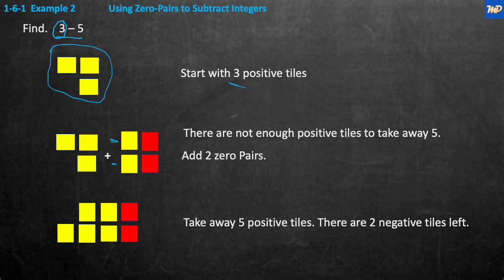In adding these 0 pairs, we're adding a plus and a minus. So now when we put these together, we're going to have 5 positive tiles. Now we have the 5 plus tiles that we can subtract out. And what's left? 2 negative tiles. So the answer, 3 minus 5, is equal to negative 2.